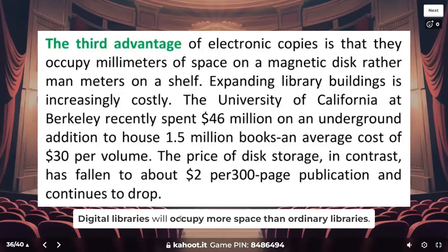One word can ruin the sentence. No, you look for the words. Digital libraries, where can you find this? Well, electronic copies. Excellent. Will occupy more space. Now, it says they occupy millimeters of space rather than meters on a shelf. Okay, so you have to be very careful. When you are looking for the keywords, you have to be very careful, and you need to understand the idea. First, try to understand this idea, the statement. What is the writer doing? He is comparing.